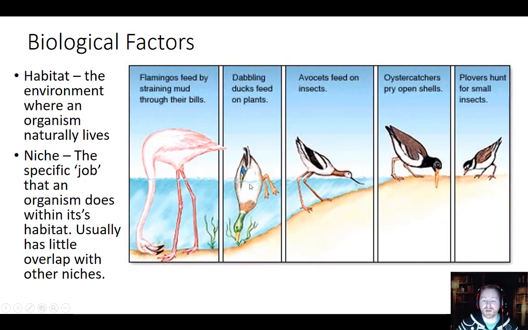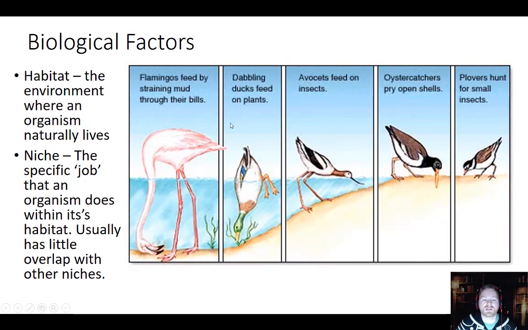Ducks, however, will go a little bit further out and they dive down to the bottom and feed off the plants that are growing at the bottom. Whereas flamingos also feed far out, but they don't feed off the plants. They filter feed through the sediment at the bottom. So that way, even though they're feeding in the same area, they're not eating the same food source. So there's no need for competition.